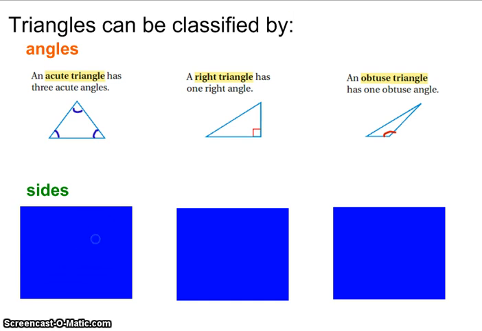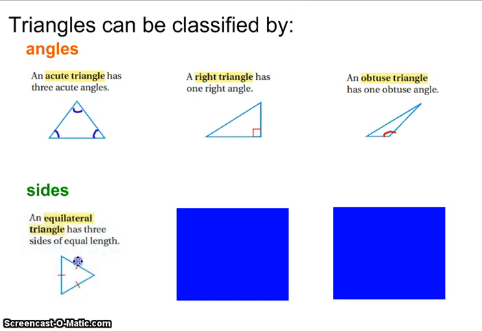The other way we classify them is by side lengths. If we see all three sides are the same, again, that annotation with the tick marks, each one has one, so they're all the same. That's called an equilateral triangle. It has three sides of equal length.